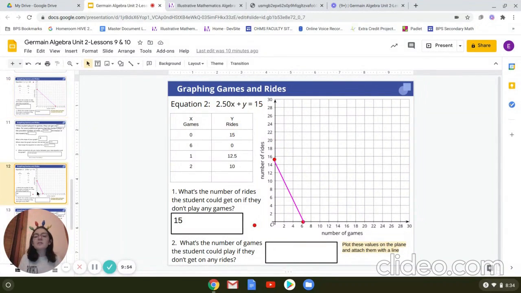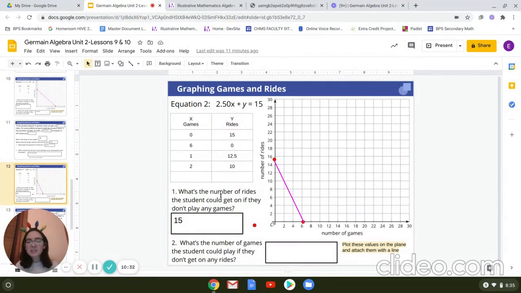Okay? So if we go down to slide number 12, we had this equation 2.5x plus y is equal to 15. So I plugged in a 0 for x, and then I plugged in a 0 for y, and I calculated what my values would be. When my x is 0, my y is going to be 15. When my y is 0, my x is going to be 6, because I have to divide that 15 by 2.5 to isolate and get that x by itself. So I then plotted those points on my graph here, (0, 15) and (6, 0), and I connected them with a line.